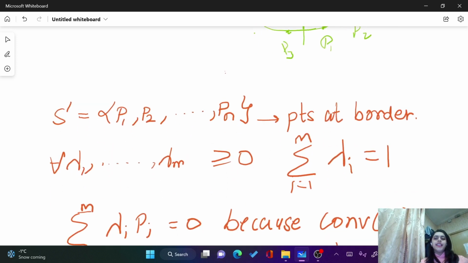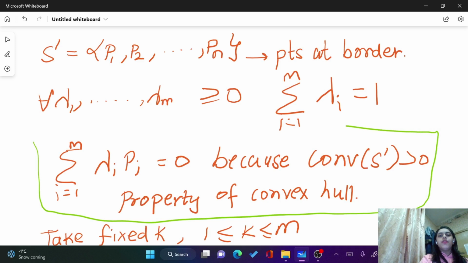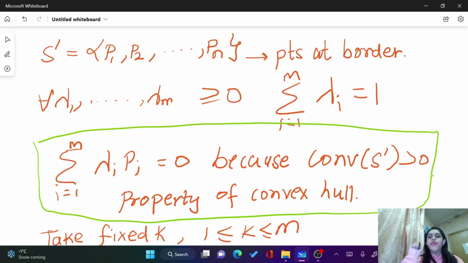Now let's take scalar multipliers. If we have lambda 1 to lambda m, the property is that they have to be greater than or equal to 0, such that the sum of all scalar multipliers is equal to 1. It is important to know this property. If you don't know convex hull properly, I suggest you watch my previous lecture. By the property of convex hull, since 0 is contained in the convex hull of S dash, we can express a convex combination equal to 0.